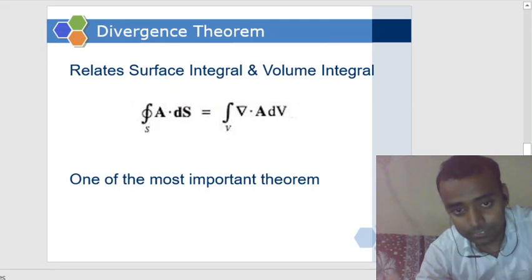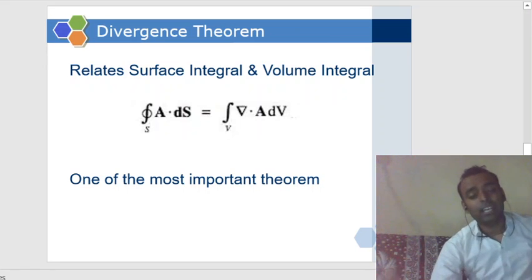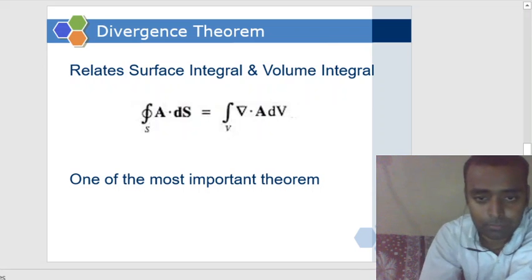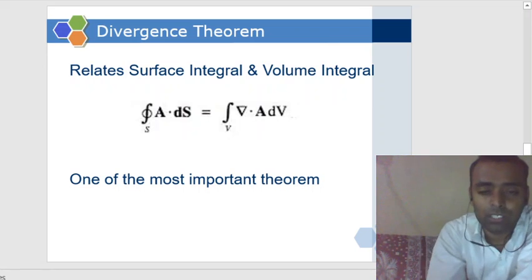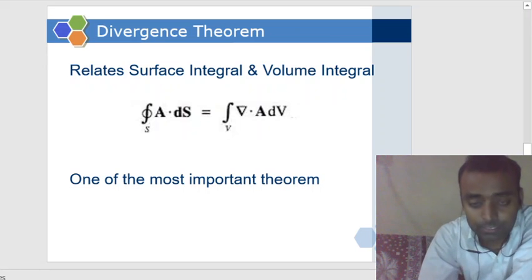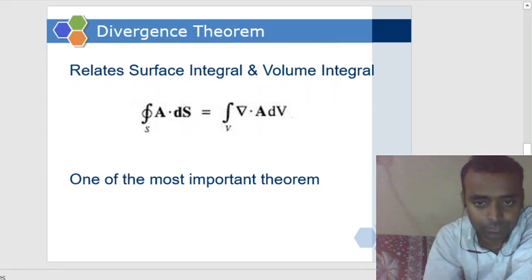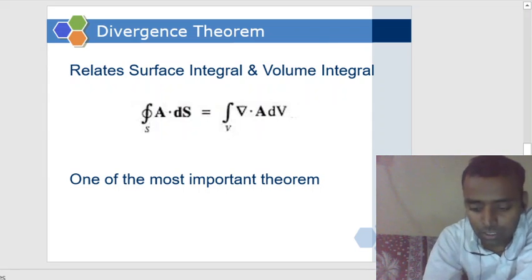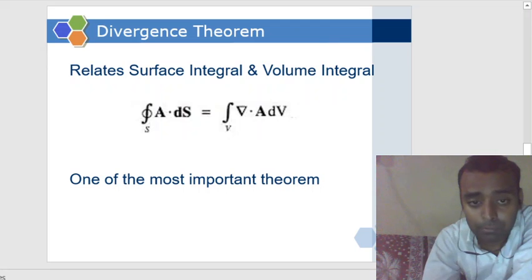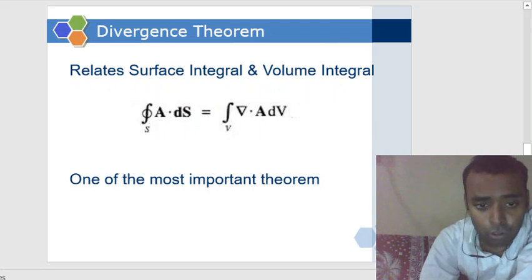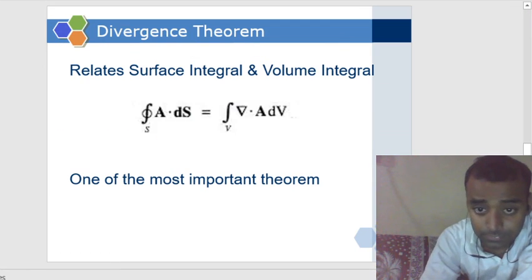Fine. Now you'll get lots of applications of the divergence theorem. While establishing relations and other things, you must use the divergence theorem. And sometimes without this theorem, it is not possible to go ahead, isn't it? So that's the divergence theorem.